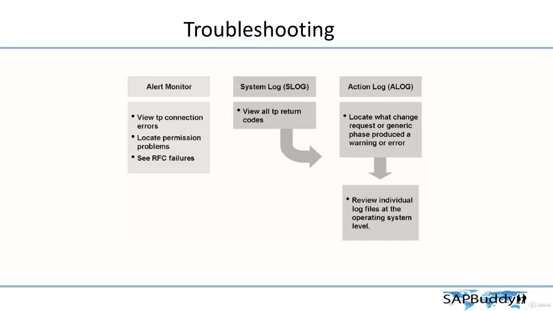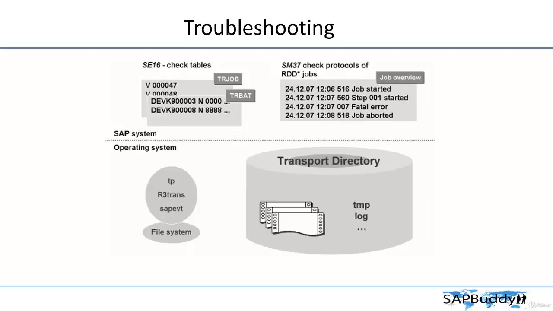Also, we know we have the SLOG to view all the TP return codes, and we also have the ALOG where you can check the specific phases which created the error, and you can review these errors at the operating system level. And we also have different methods.